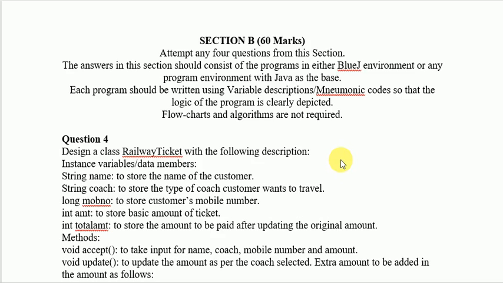In this video, we shall be discussing the programming section of the question paper of 2018. So let us go through the first program. The question is: design a class Railway Ticket with the following description.